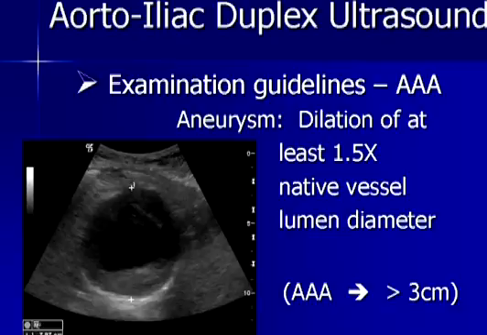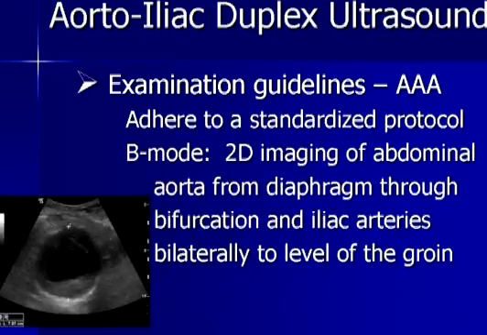A female may be aneurysmal before they reach the 3 centimeter mark, and it should be so noted. Again, as an atherosclerotic disease, your evaluation should adhere, at least at the beginning, to a standardized protocol, but always be ready to adapt it as conditions dictate.